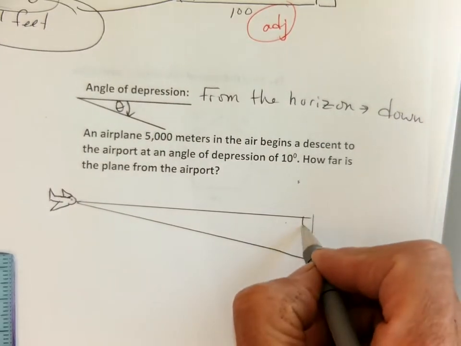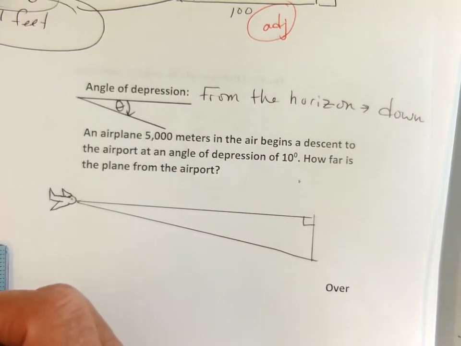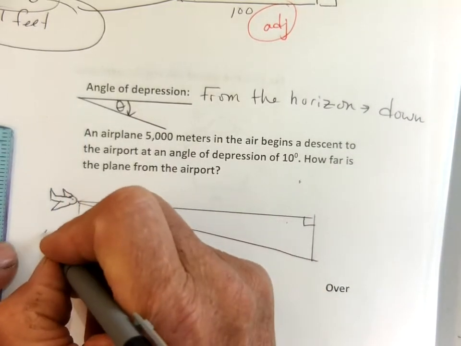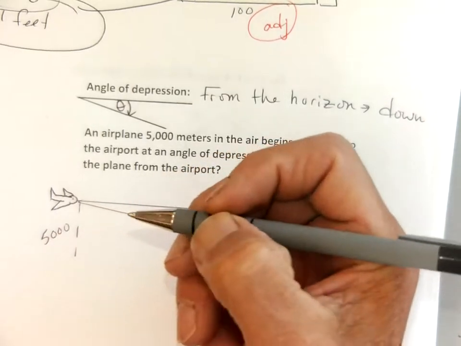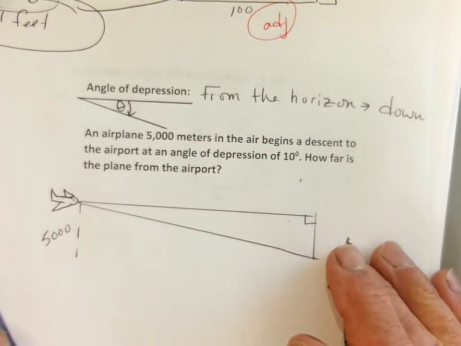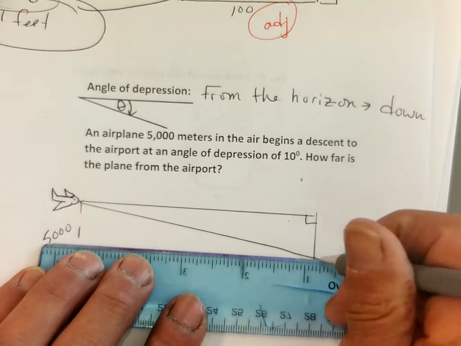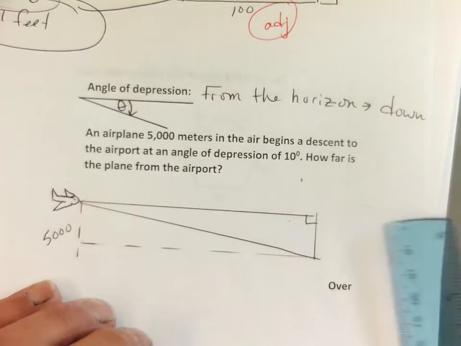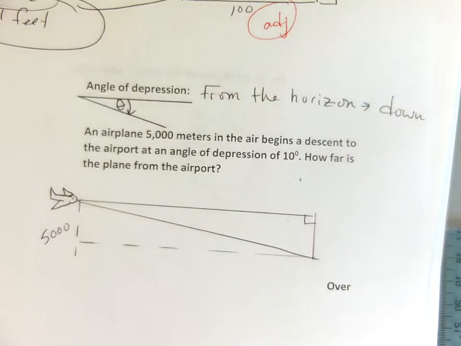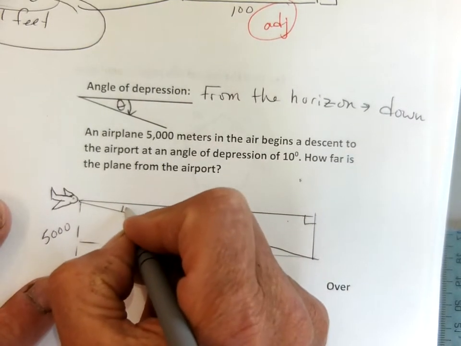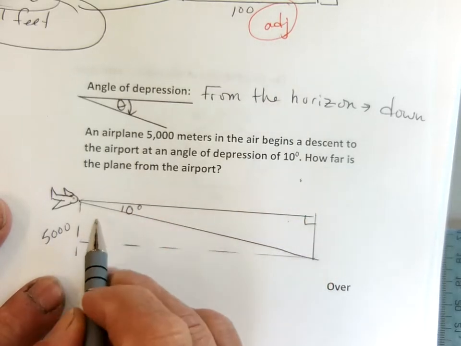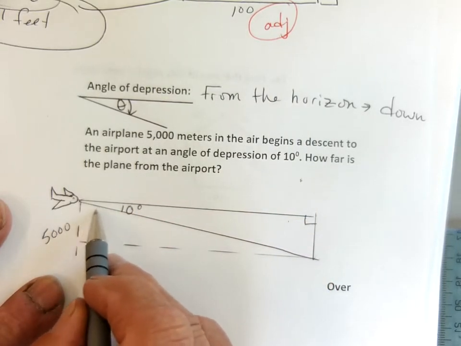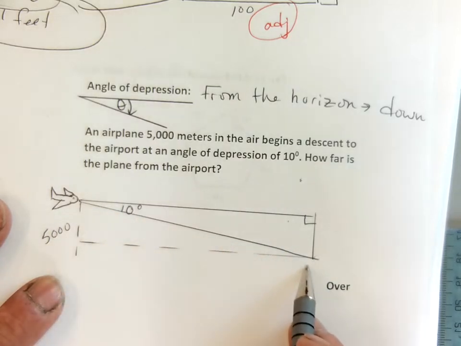So, okay, here's my right triangle. 5,000 meters above the ground, right? I don't need this other triangle, but sometimes it's helpful to look at it. The 10 degrees is here. It's obviously not there, and a lot of kids want to put it there, but that is not the angle of depression. The airplane's flying down at this angle, right?